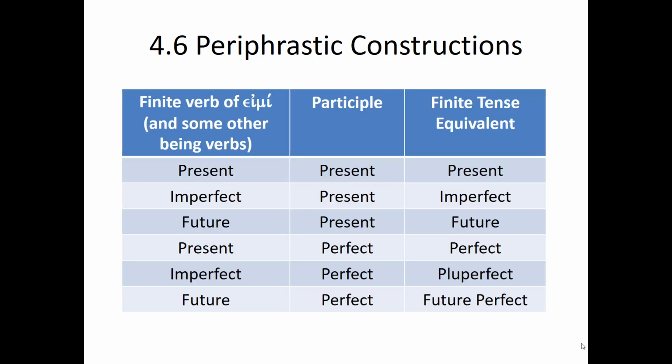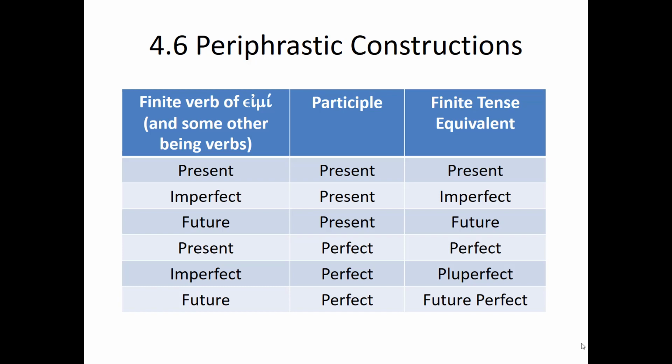So this chart will show you what some of the constructions are that we can see. On the left side, we have a form of eimi, and sometimes some other verbs. Then we have the participle, and then what it's equivalent to if it were a normal finite verb. So you could have a present tense of eimi plus a present participle. That's just equivalent to a present tense verb. If I had an imperfect verb plus a present participle, this acts like it's imperfect. A future being verb plus a present participle acts like future. So all three of those with the present tense participle, they just act like the being verb acts.